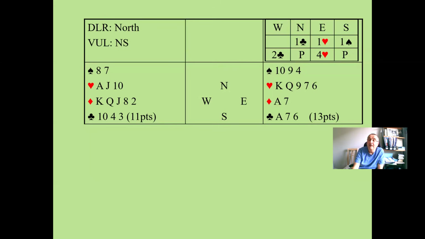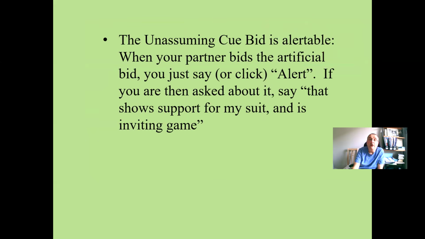So that's the main use of the unassuming cue bid. It is alertable as it's an artificial bid, and when your partner bids the artificial bid, you should click alert if you were playing on real bridge. And if you're asked about it, you should say something like, that's showing support for my suit and is inviting game.